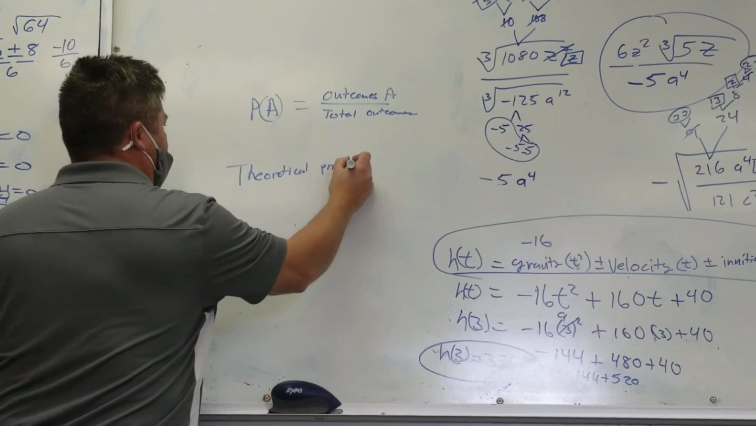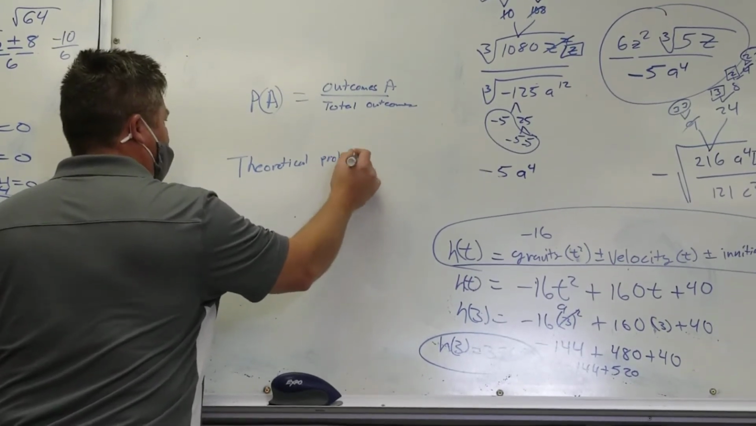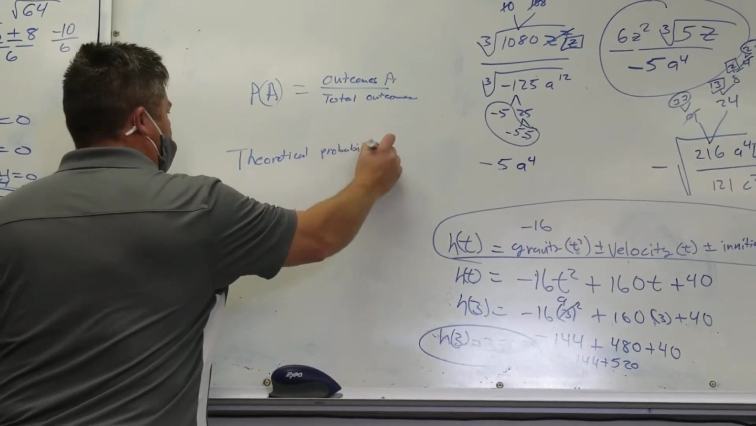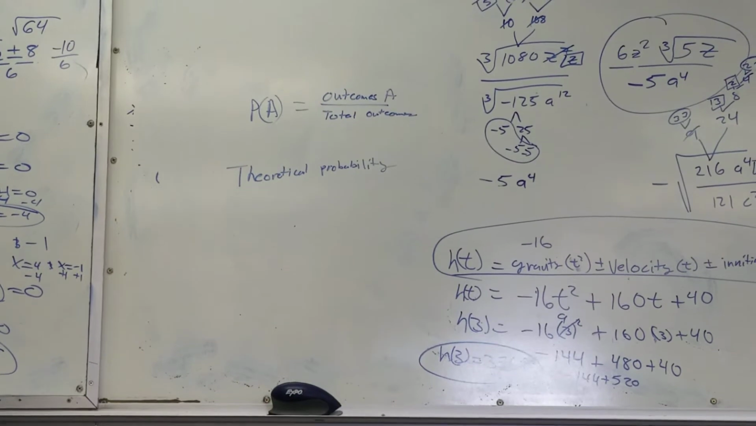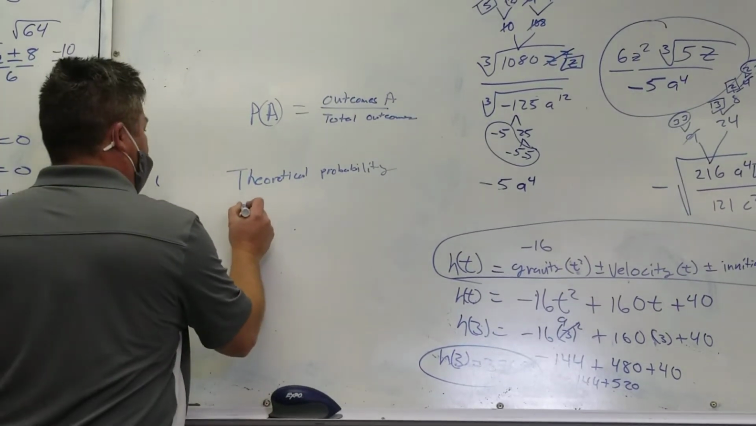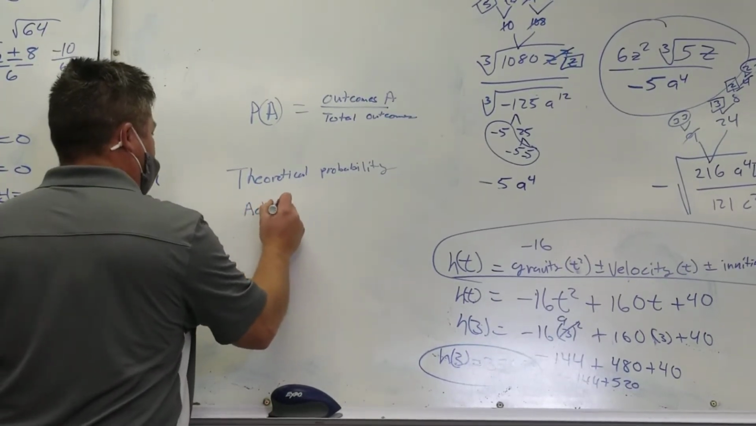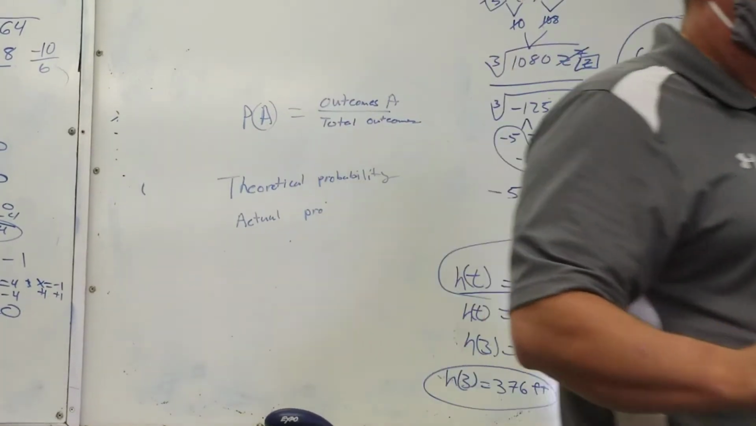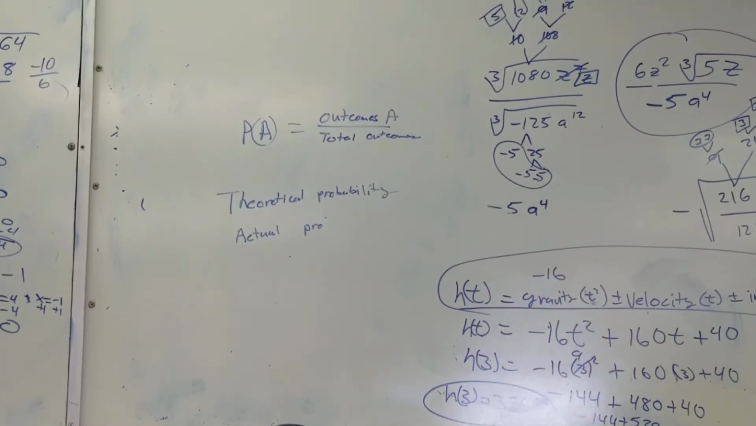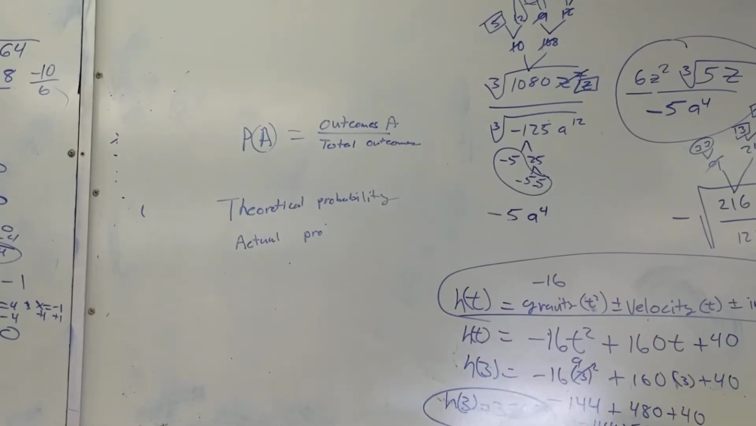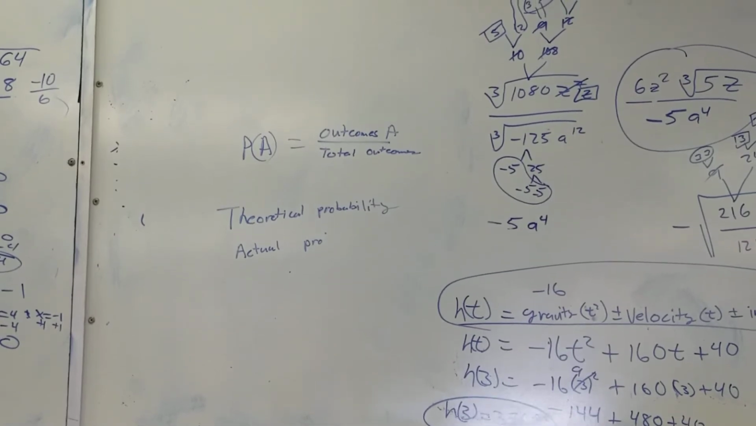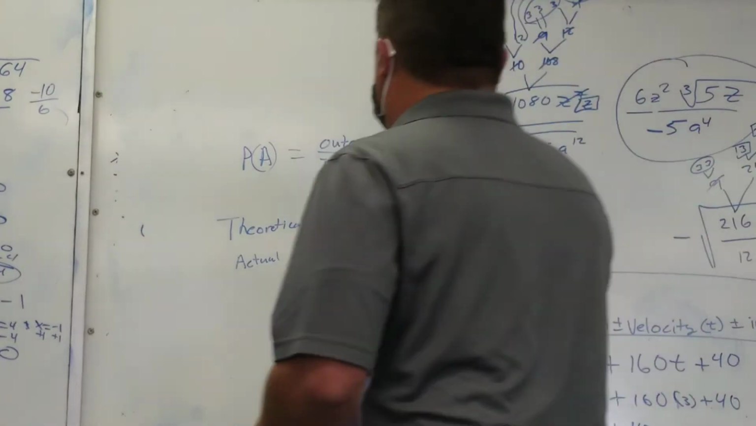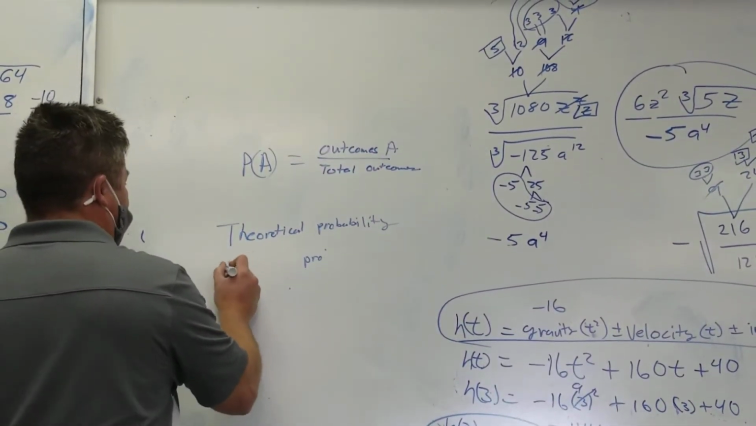probability. Anyway, there's theoretical probability and there's actual probability. Oh wait, I have to use the same word that the book uses. Experimental? Experimental, there you go, that's the word. I call it actual, but yeah, it's experimental.